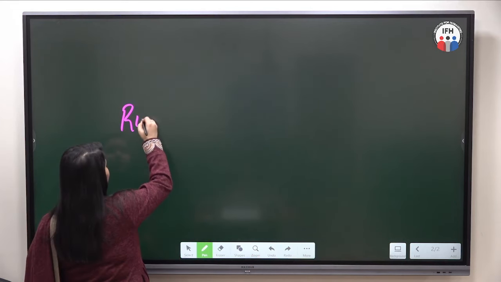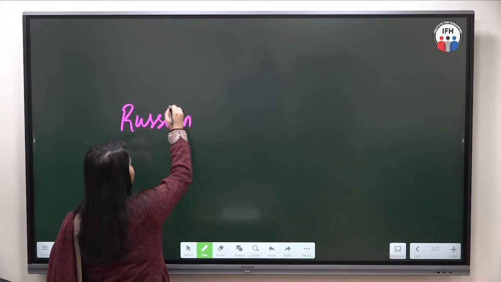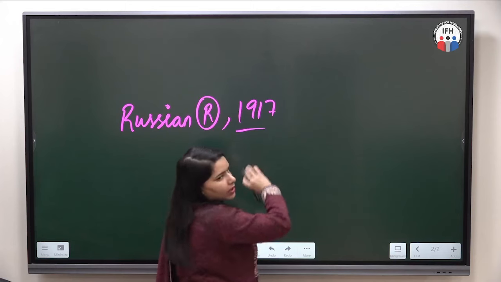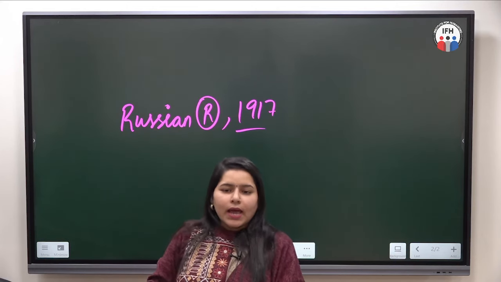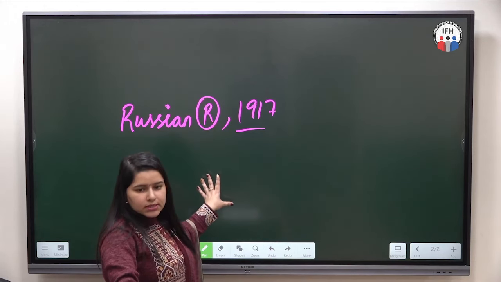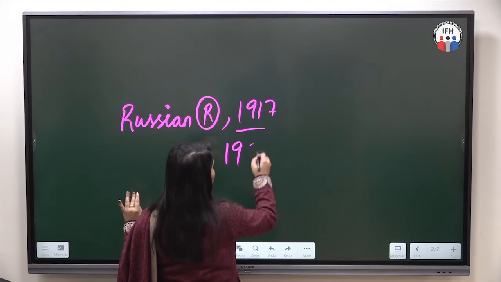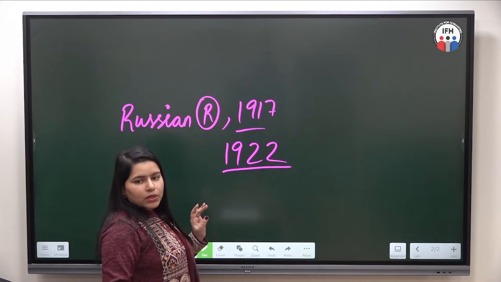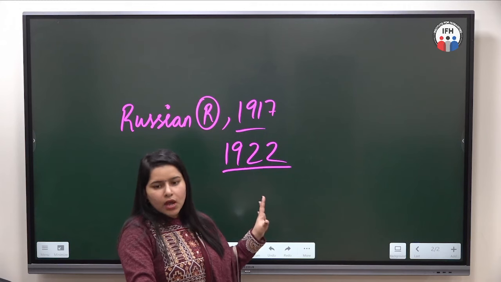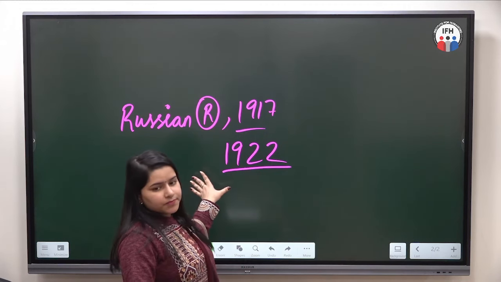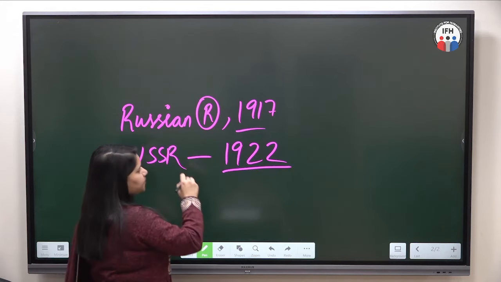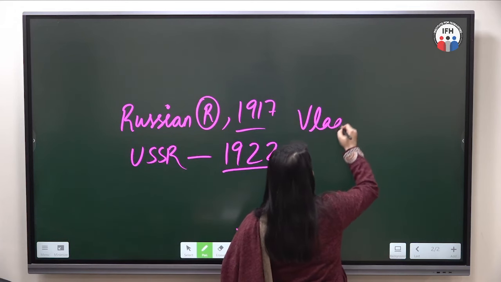Russian Revolution, right? Which is also known as Bolshevik Revolution, Russian Socialist Revolution, many names. So Russian Revolution happened, and when this revolution ended, it emerged as a very big success. And in 1922, what happened in the world? Very prominent event. First communist state in the world was established. Which state? USSR, right? And who led this revolution? Vladimir Lenin, right?